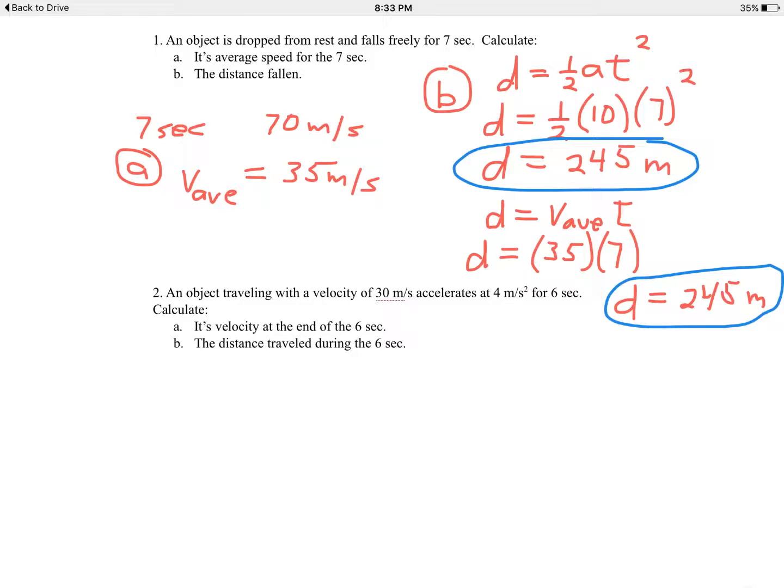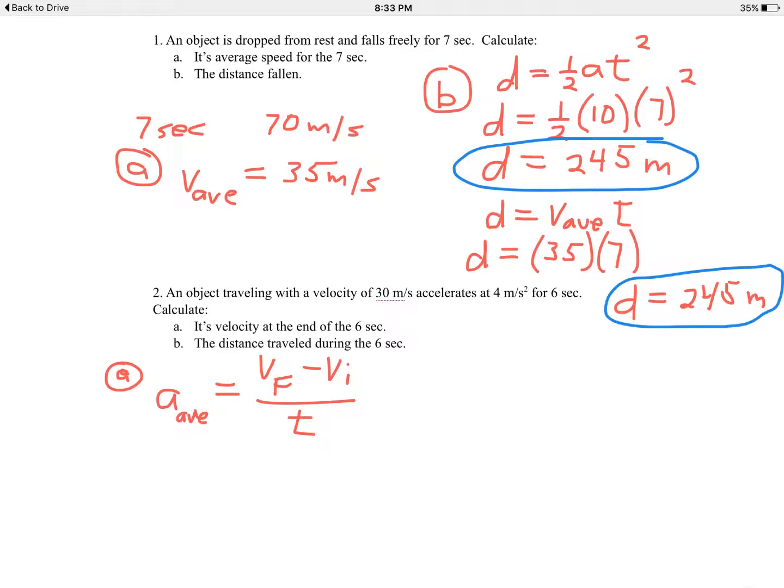Okay, number 2 here. An object traveling with a velocity of 30 meters per second accelerates for 6 seconds. Calculate the velocity at the end of the 6 seconds. Now, it's implied in part A here that we're trying to get the instantaneous velocity at the end of the 6 seconds. Well, this is fairly classic, straightforward in the sense of plugging into the average acceleration equation, that a average is V sub f minus V sub i over t.